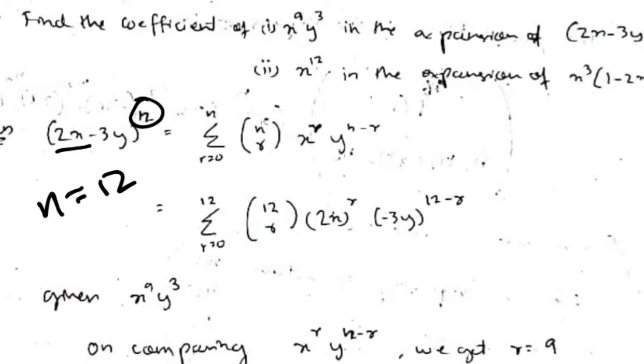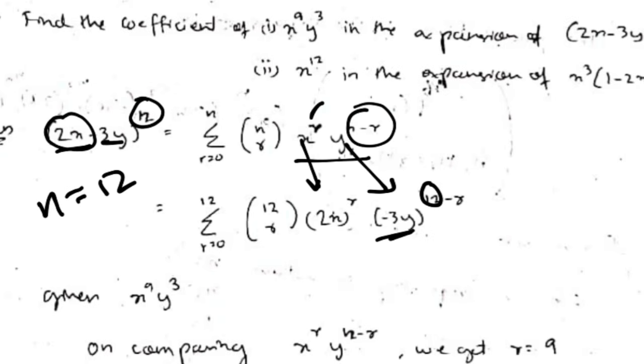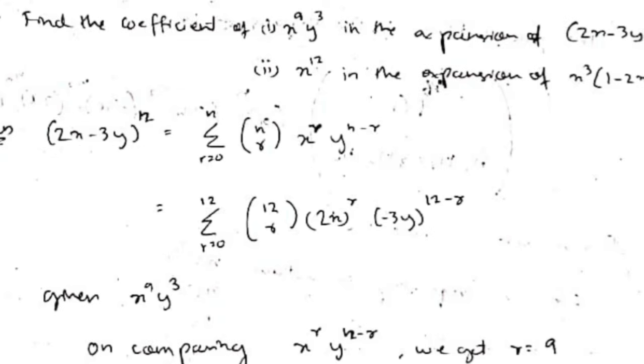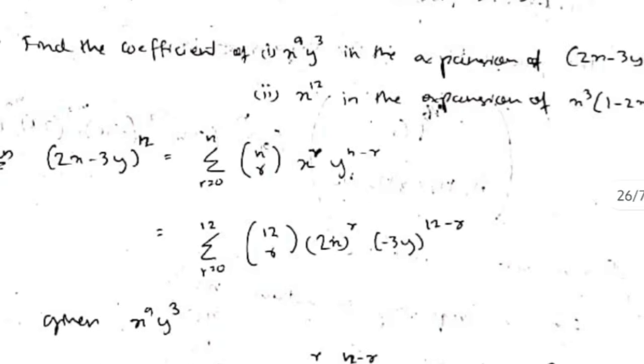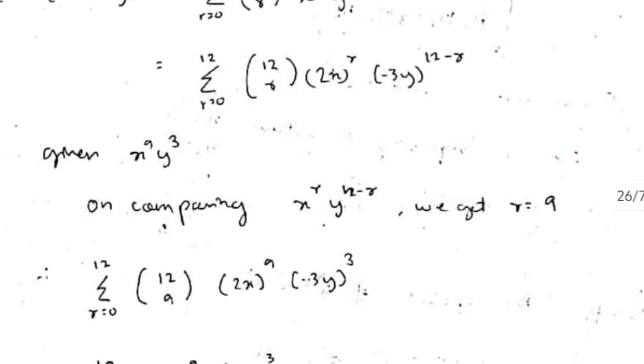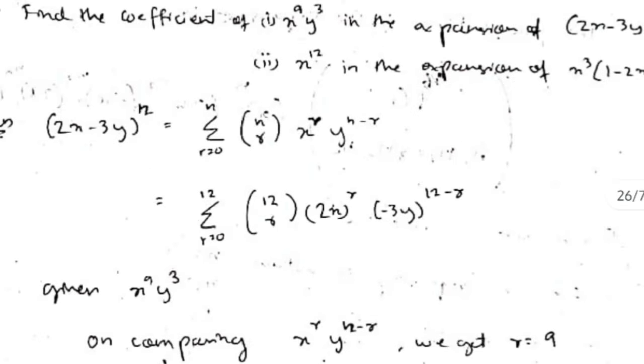Now r, how will we find it? Write the formula here, and instead of x we have 2x here, so substitute that, and instead of y we have minus 3y, and write that as well. And then we have raised to r and raised to n minus r. The n value is known, 12, so we will write 2x raised to r into minus 3y raised to 12 minus r. Now in the question they have asked us for x power 9 and y cube, so we will be equating 9 with r and 3 with 12 minus r. By that we will get the value of r, and by using that value we will find the coefficient, okay.